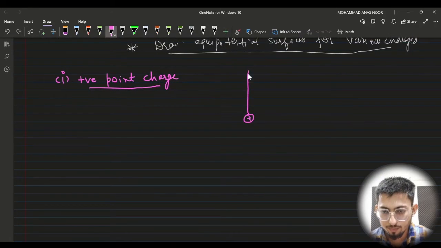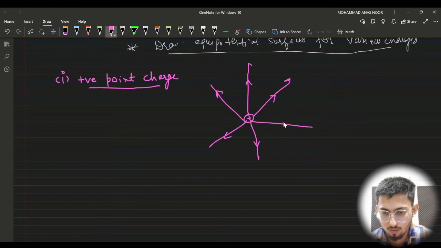So this is what the electric field looks like. Can you give me a minute? Just a second. Give me a minute. I'll be right back. Okay, sure.